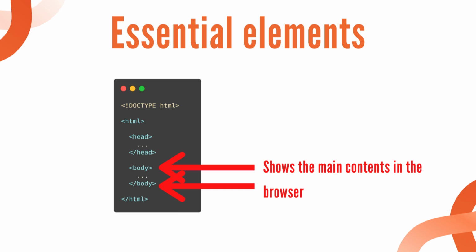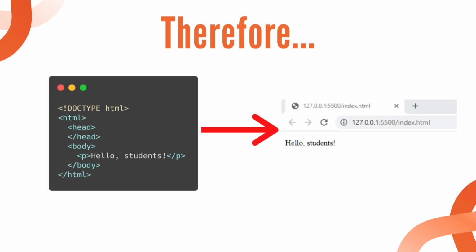And then finally you have the body tag, and the body tag is where all of your main website contents would go. So if you were to display, let's say, the text hello students, I would write something like this. I would write a paragraph tag. This is a P tag, which stands for paragraph. So it's just a regular paragraph. I write my contents in it, hello students. And then when I run this HTML code, I would get the output that you can see on the right hand side of your screen.